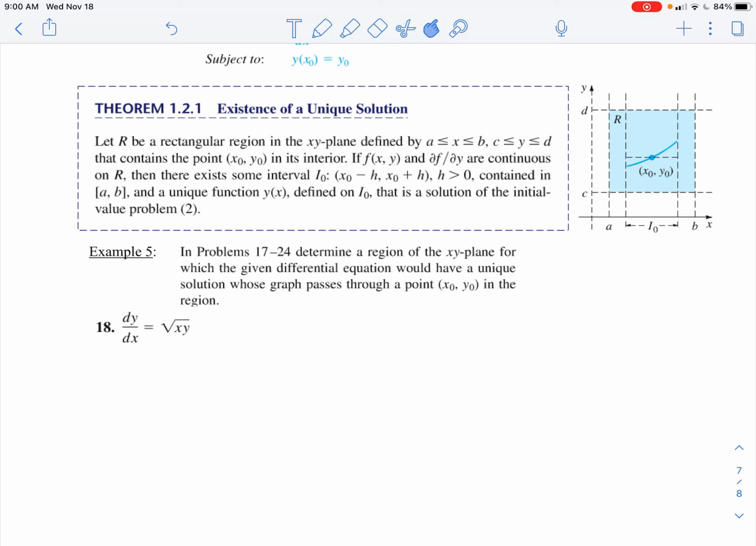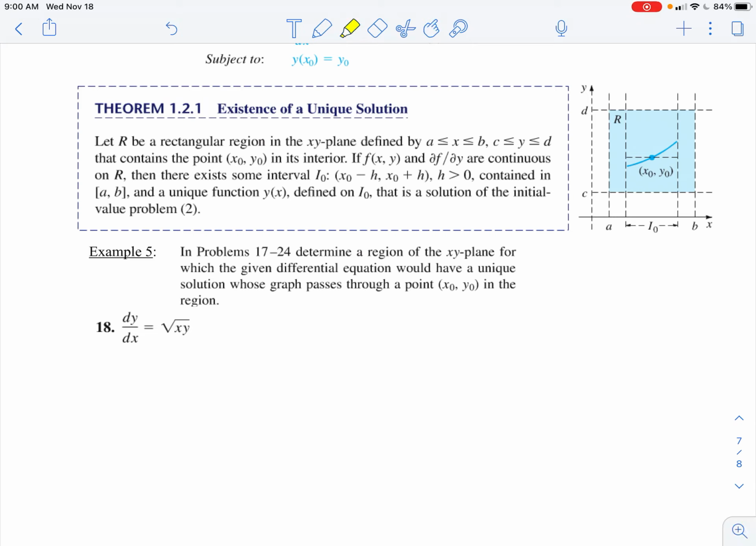And that contains a point x sub 0, y sub 0 in its interior. If f and the partial derivative of our function with respect to y are continuous on R, then there exists some interval I sub 0, x sub 0 minus h, x sub 0 plus h, where h is greater than 0, contained in a and b, and a unique function y of x defined on our interval that is a solution of the initial value problem.